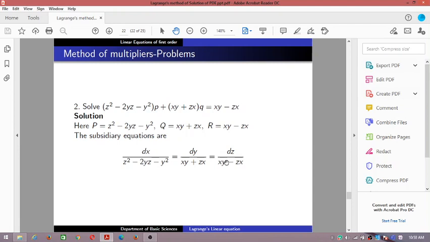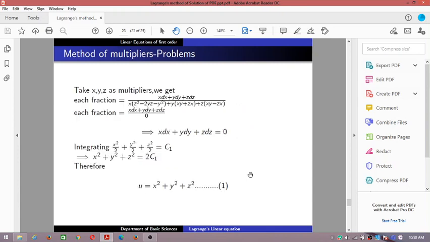Solve (z square minus 2yz minus y square) p plus (xy plus zx) q equal to xy minus zx. Here we can identify that capital P is equal to z square minus 2yz minus y square, capital Q is equal to xy plus zx, and capital R is equal to xy minus zx. The subsidiary equations are written as dx by (z square minus 2yz minus y square) equal to dy by (xy plus zx) equal to dz by (xy minus zx).